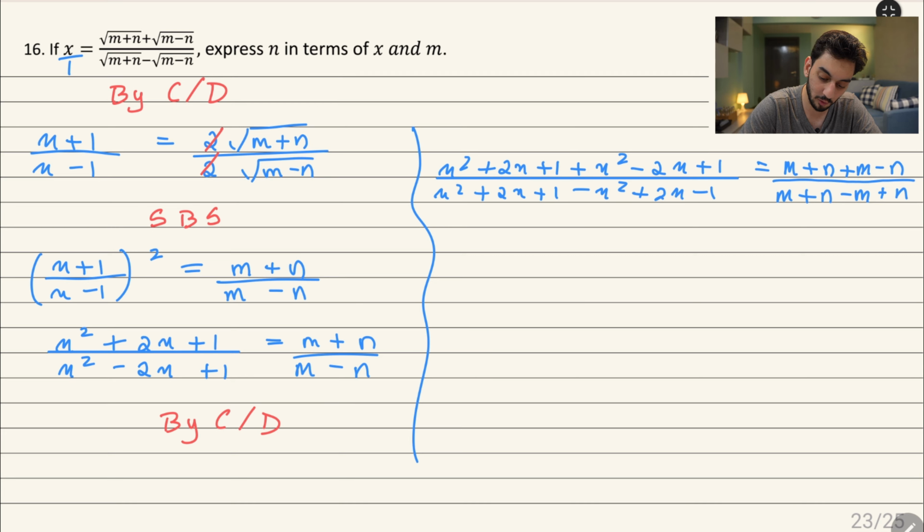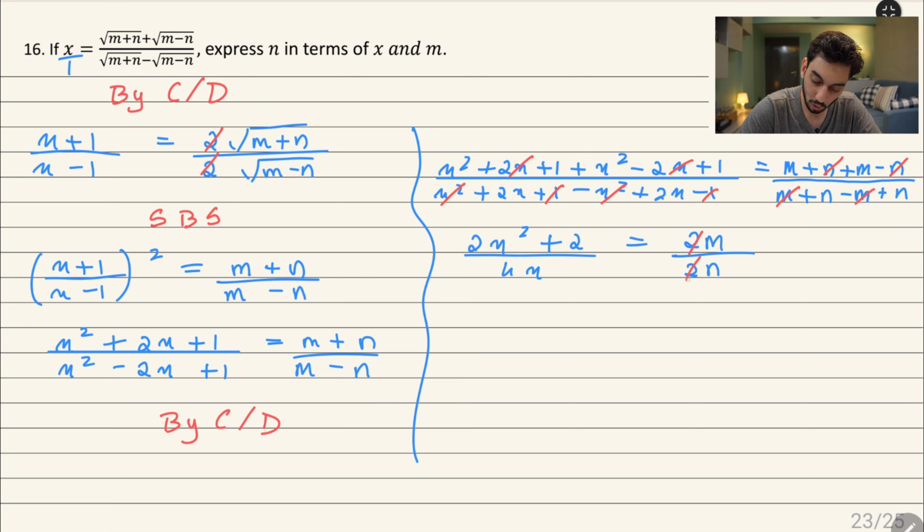Okay, let's cancel out a few things. So the 2x and the negative 2x, x square and negative x square, 1 and negative 1, n and negative n, m and negative m go away. I'm left with x square plus x square is 2x square, 1 plus 1 is a 2. In the denominator it is 2x plus 2x is 4x, is equal to m plus m is a 2m upon n plus n is a 2n.